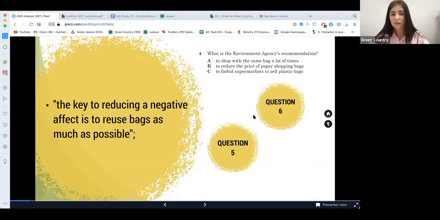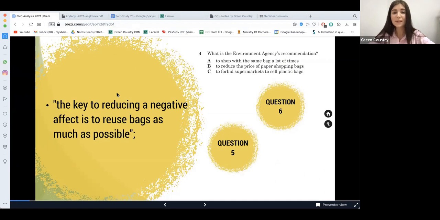What do you think is the correct one here? Mm-hmm. I can see the option C. Mm-hmm. What else? Maybe other ideas, or maybe you remember that from your mock test.